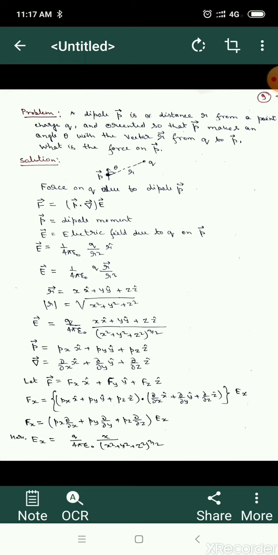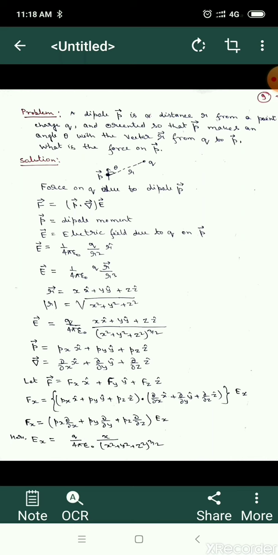Because of this q, obviously we know that the electric field due to this point charge, that is the source charge, can be found. If we are able to find the electric field, then we can find the force. In the previous lecture we have seen that the force on the dipole is F is equal to P dot del, bracket, then electric field E. P is the dipole moment and E is the electric field due to Q on P. So we can find the electric field due to Q on P, that is equal to 1 upon 4 pi epsilon 0 Q upon R square R unit vector. We can write R unit vector as R vector upon R magnitude, so that is R vector upon R cube.